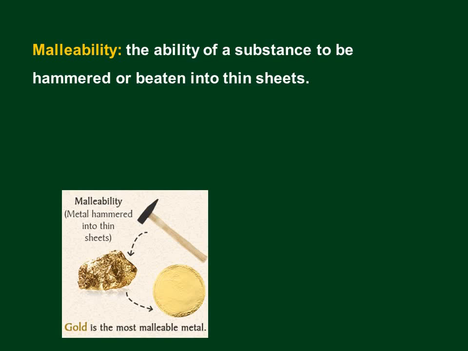Iron, gold, and silver can be shaped easily. This is malleability: the ability of a substance to be hammered or beaten into thin sheets.